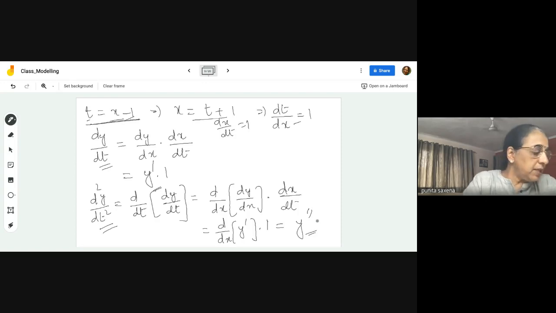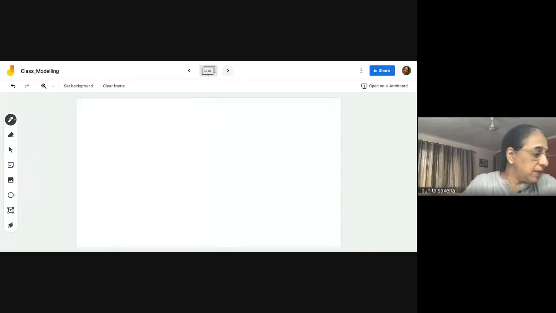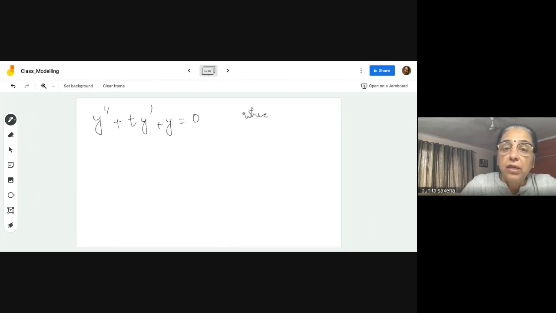So the new differential equation now becomes: what was the first term? y double dash, so it still remains y double dash. What was the second term? x minus 1 times y dash. But what is x minus 1 now? t. So t y dash, plus y equal to 0, where y dash is now dy by dt and y double dash is now d2y by dt square.